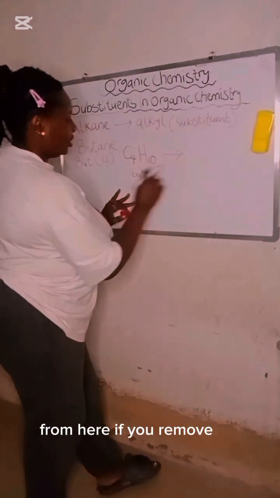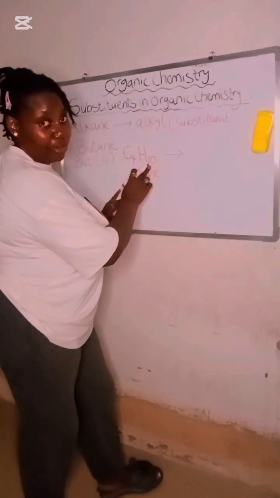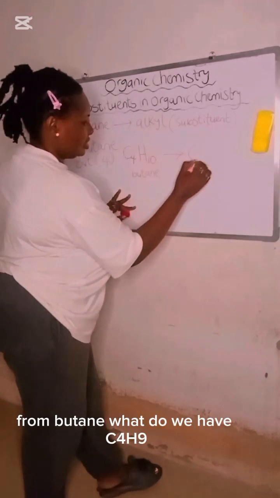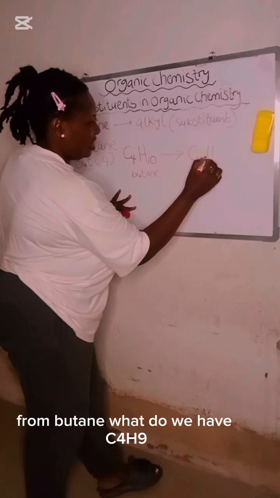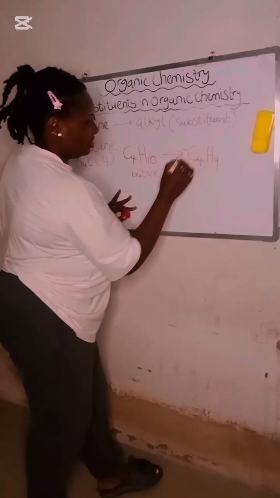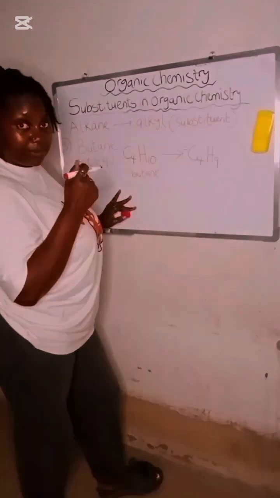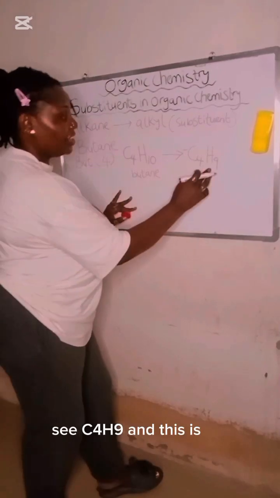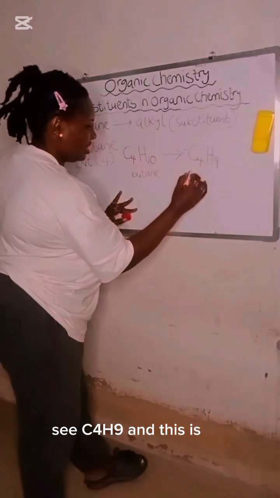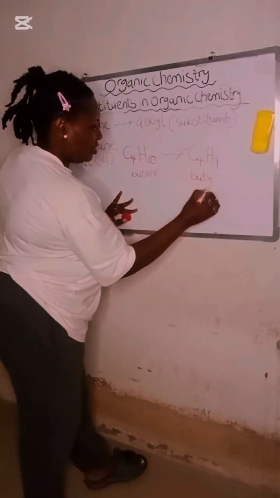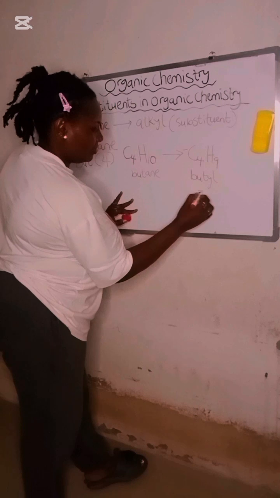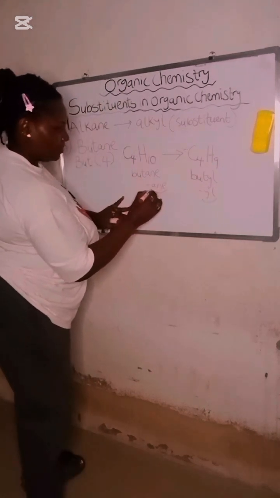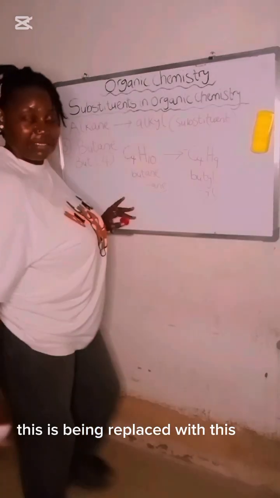From here, if you remove 1 hydrogen from the butane, what do we have? C4H9. Is that what you have? C4H9, and this is butyl. This is being replaced with this.